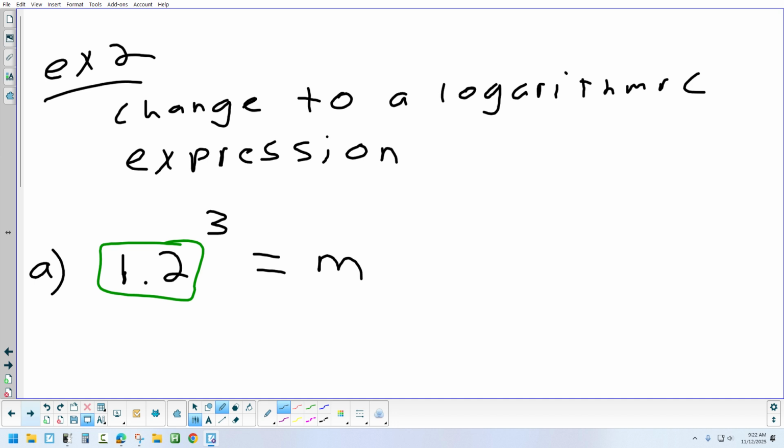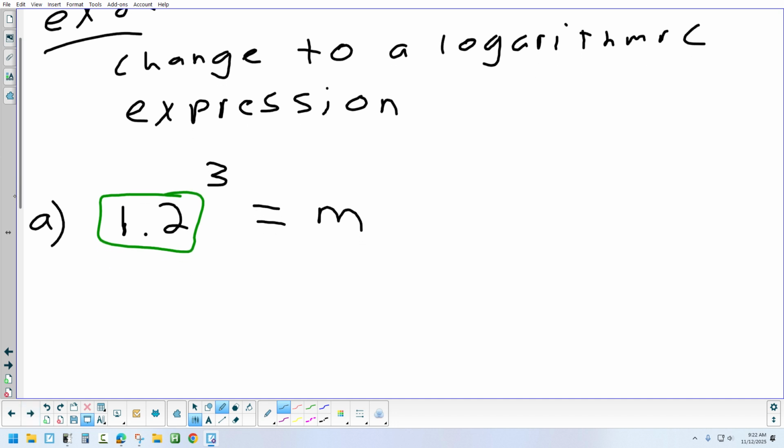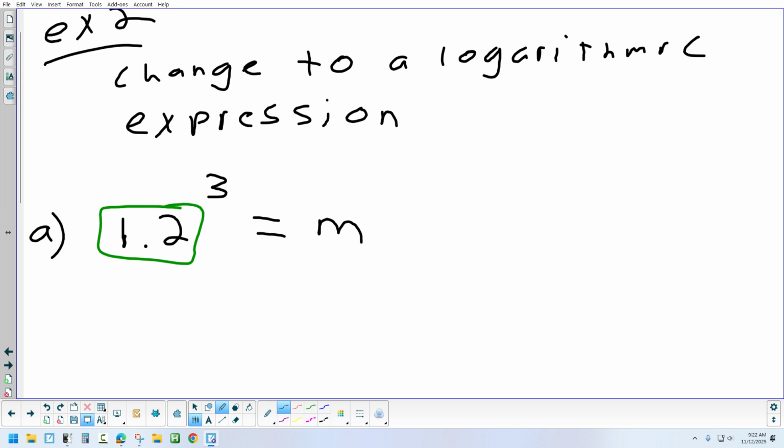Let's try the other way. Let's change to log form. Well, if we're going to write something in log form, what do you think the very first thing we need to write down is? Without this, you don't have log form. Yeah, log. You've got to have the word log. So we've got log. Let's start with the base. What's going to be the base on my logarithm? Yeah, 1.2.